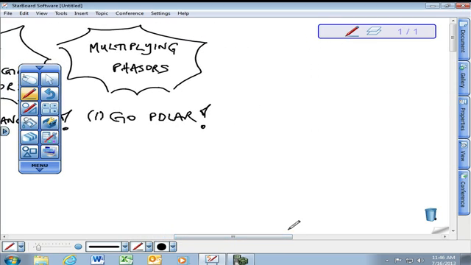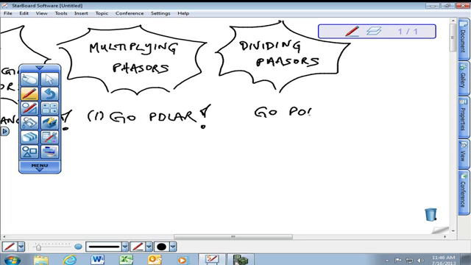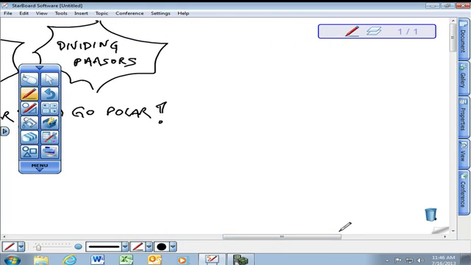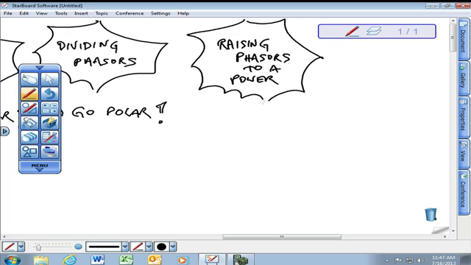So we have adding and subtracting phasors, go rectangular. Multiplying phasors, go polar. If you would like to divide, so dividing phasors, go polar. That's going to be our first step whenever we divide. Go polar. And then the last but not least little example we're going to be doing for today's fun is raising phasors to a power. And first step, go polar.